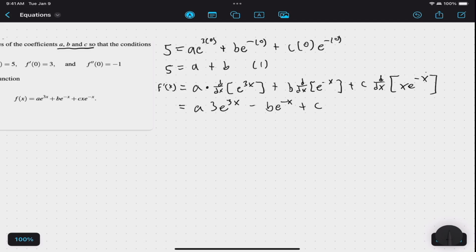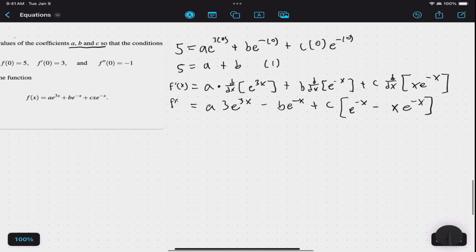Plus c, and to find the derivative of this, we need to use the product rule, which says we take the derivative of the first, which is 1, multiply it times the second, e to the negative x, plus we leave the second alone and multiply times the derivative of e to the negative x. And similarly to what we did over here, we use a chain rule, and it becomes e to the negative x, but the derivative of negative x is -1, and we multiply all of this, so it becomes negative. And so now this is the first derivative.